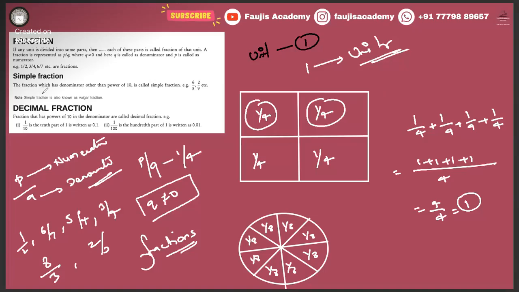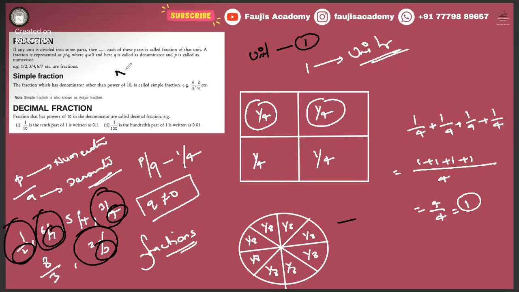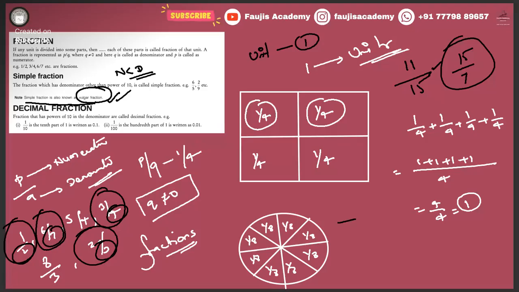A simple fraction is a fraction which has a denominator other than a power of 10. In the denominator you don't have 10. Here it is 2, 7, 4, and 3. In a simple fraction, the numerator is always lesser than the denominator. 11 by 15, for example, is a simple fraction, but 15 by 7 is not. A simple fraction is also known as a vulgar fraction.